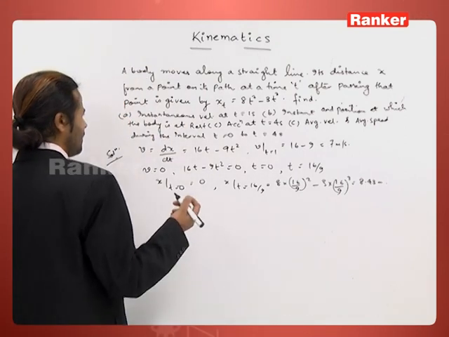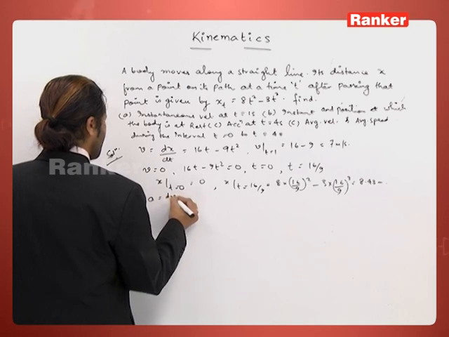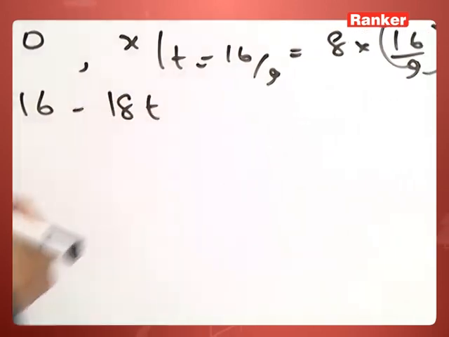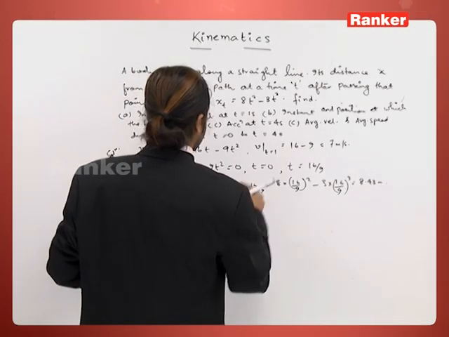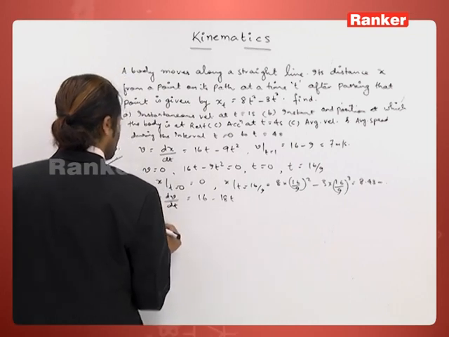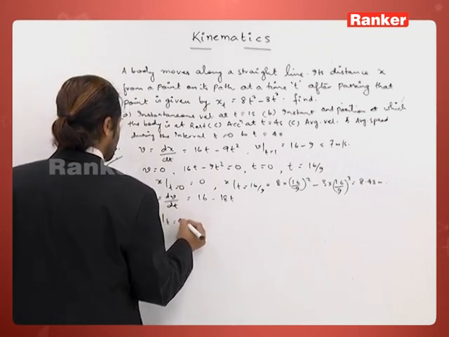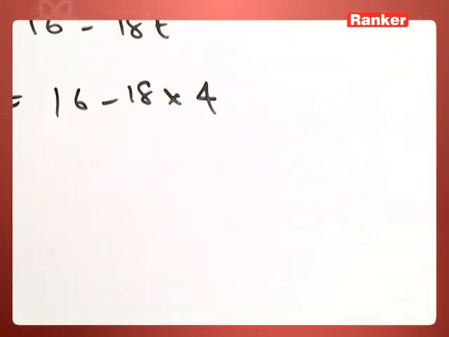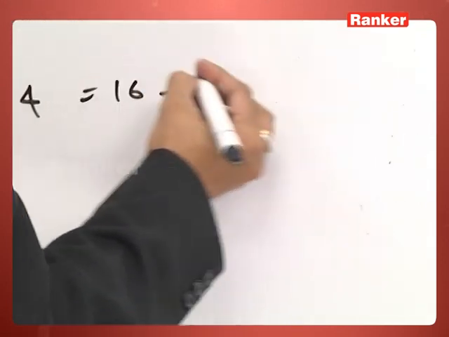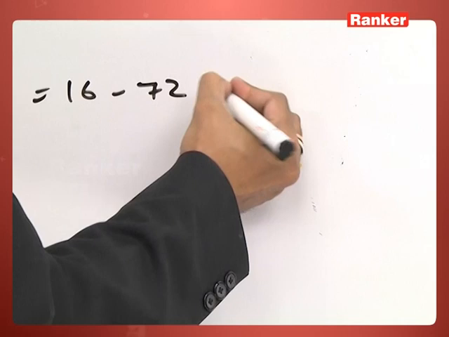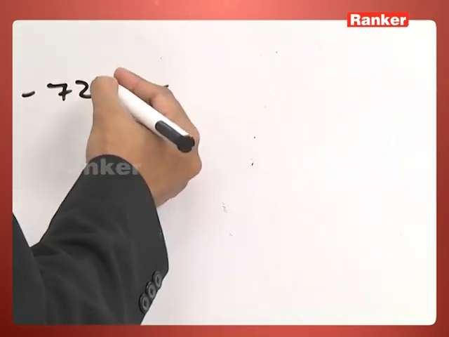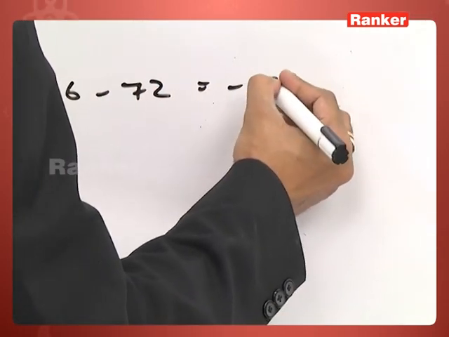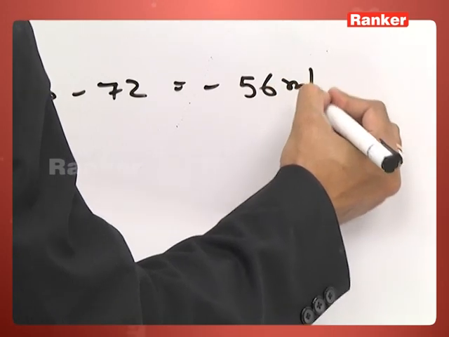Now acceleration at t equal to 4 seconds, so acceleration will be dv by dt. So this is 16 minus 18t. So I write the acceleration at t equal to 4 seconds: this is 16 minus 18 into 4. So this is 16 minus 72, which is minus 56 meter per second square.